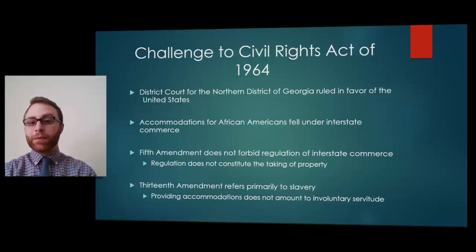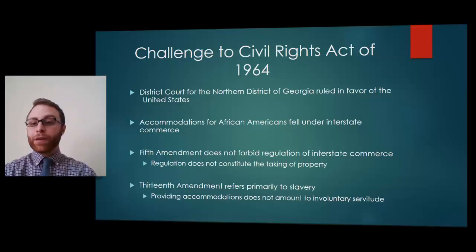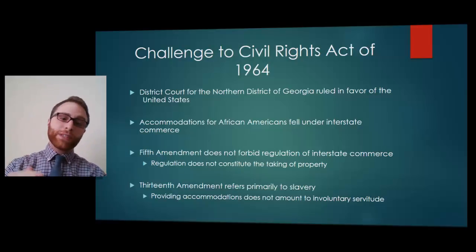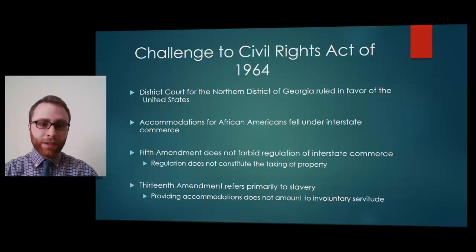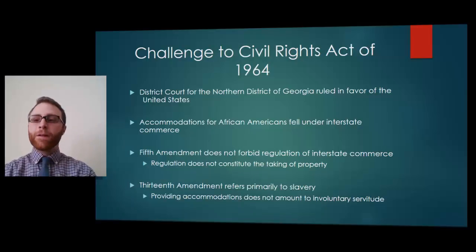So what they argued was that accommodations for African Americans fell under interstate commerce. The Fifth Amendment does not forbid regulation of interstate commerce. So essentially, the Interstate Commerce Act supersedes the Fifth Amendment in the Bill of Rights. And essentially, when you're regulating interstate commerce per the district court, it stated that this regulation does not constitute the taking of property, and therefore due process is not necessary.